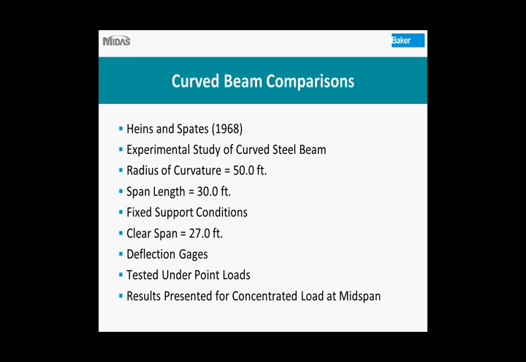They did an experimental study on a curved steel beam, and this steel beam had a radius of curvature of 50 feet, which is a very tight radius, and a span length of 30 feet. They used fixed support conditions, which resulted in a clear span of 27 feet. They actually enclosed the ends of the steel beam in concrete to make sure it was fixed. And they used deflection gauges, and this beam was tested under different point loads in different locations. The results I'm going to present today are from the case where they had a concentrated load at midspan.